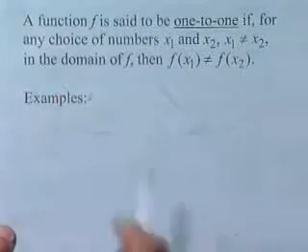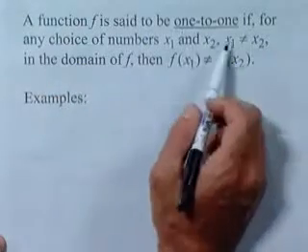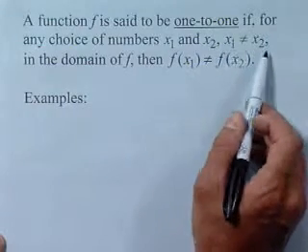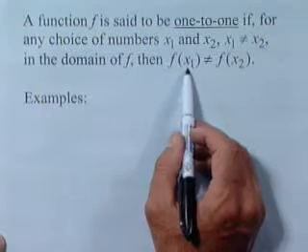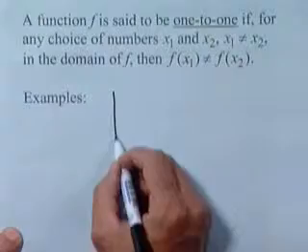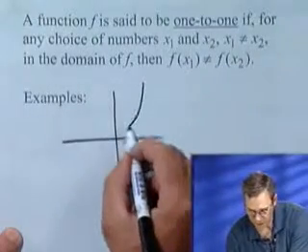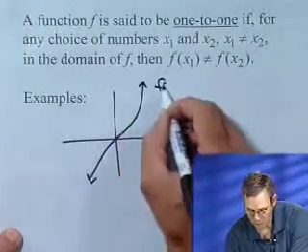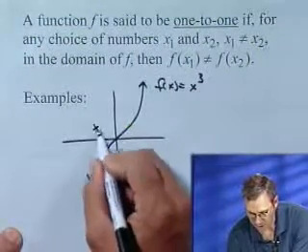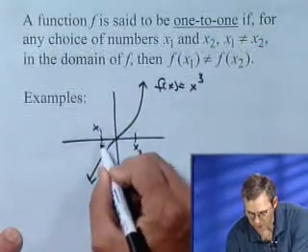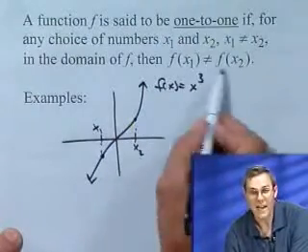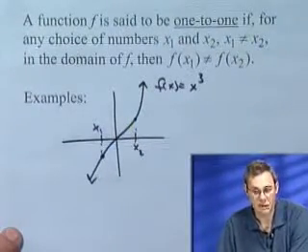It says a function f is said to be one-to-one if for any choices of numbers x1 and x2, such that x1 does not equal x2, then f of x1 cannot equal f of x2. Now what this really means is, if you're given a function, say x cubed, for any two x values that you choose that are different, so maybe there's x1 and there's x2. Okay? For any two x values that are different, the y values must also be different. Okay? That's what one-to-one means.